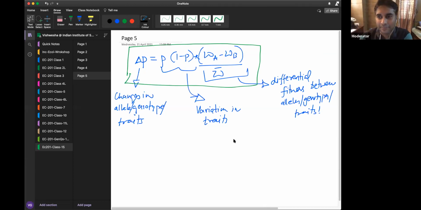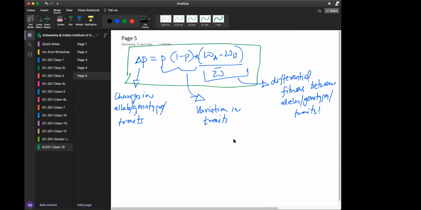Yeah, Tarun, you have a question? Could you, in the previous page, go over why the stable equilibrium is p equal to 1 or 0 in the first case and p equal to p hat is the stable equilibrium? Yeah, I can do it.